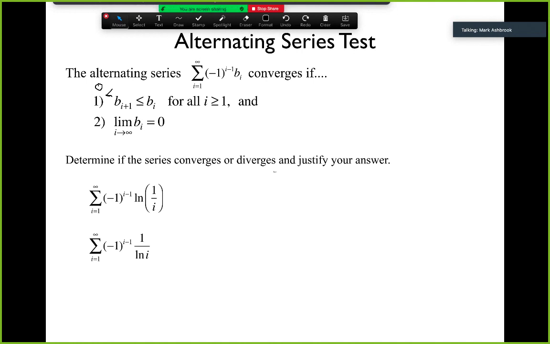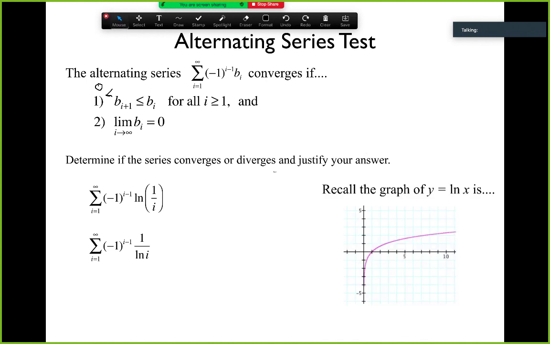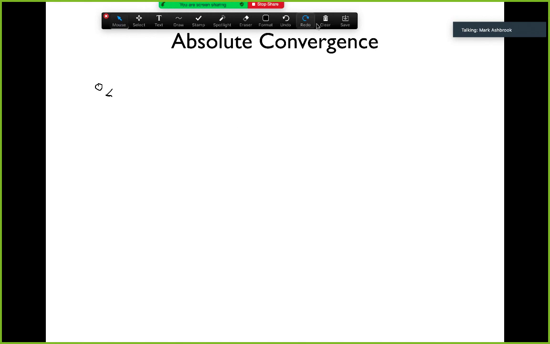So I think you guys did these in recitation yesterday. Did these natural log examples? Yeah. Great. Okay.